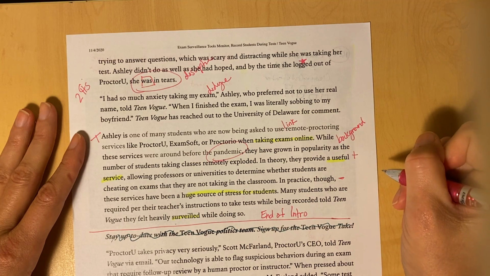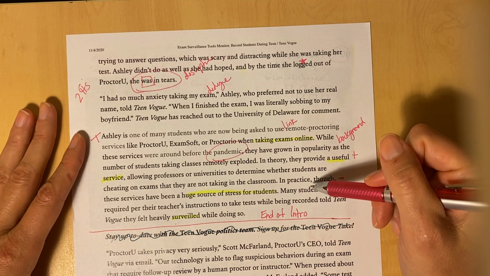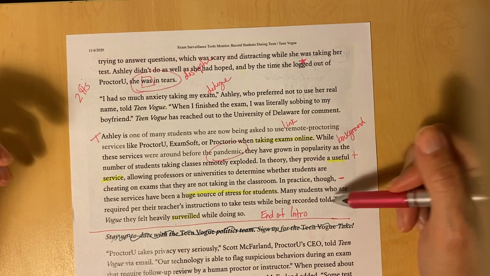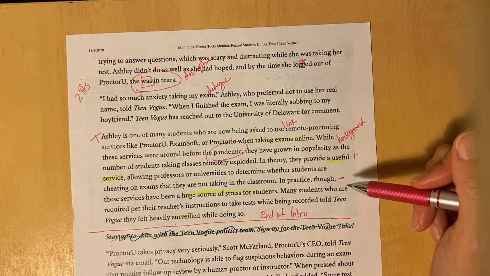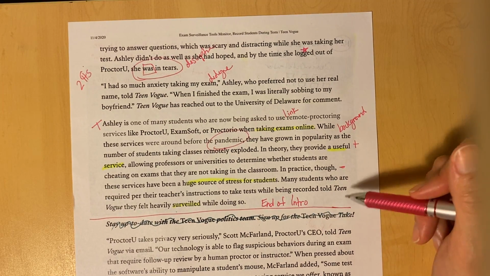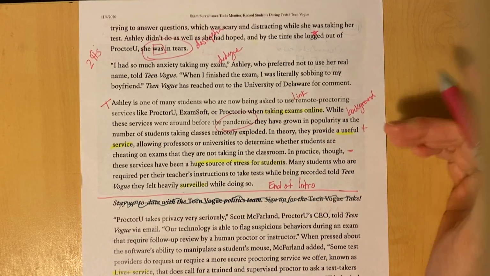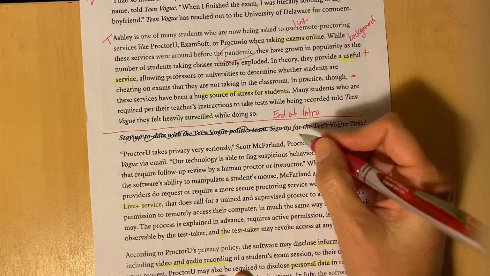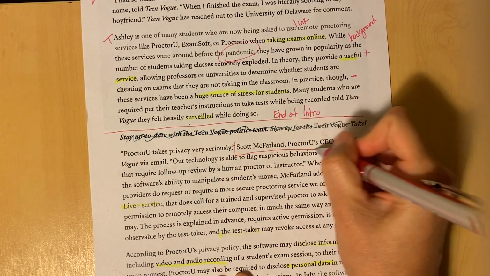But we have this negative that it's a huge source of stress, and students are saying that it's heavily stressful, right? They're feeling surveyed. It's this awkwardness. So then they have another example. So they use the Proctor CEO, right?